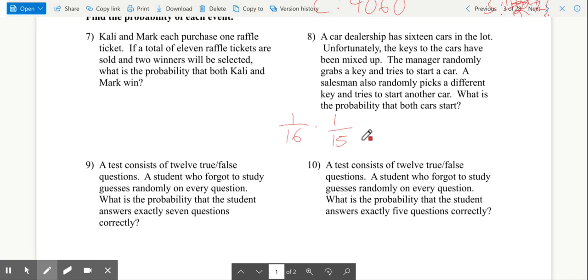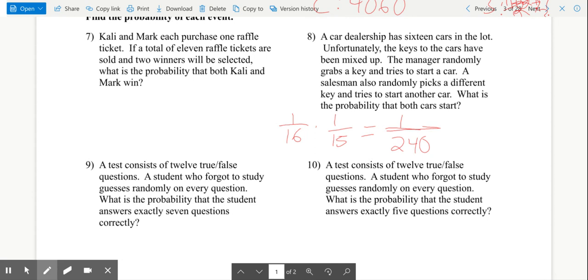And if they kept doing this, it would go on like that. The next guy would have a 1 in 14 chance, and then the next guy would have a 1 in 13 chance. But the probability that both of these things happen, we get by multiplying them together. So the 1 in 16 chance times the 1 in 15 chance will give us the probability that they both got it right on the first try. So we're going to multiply these two together. So that's a 1 in 240 chance. So that's not very likely.